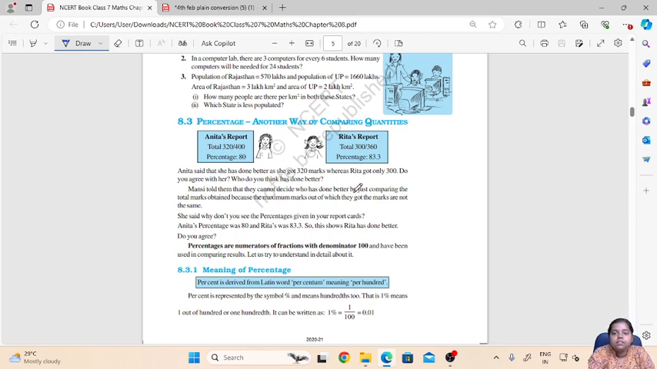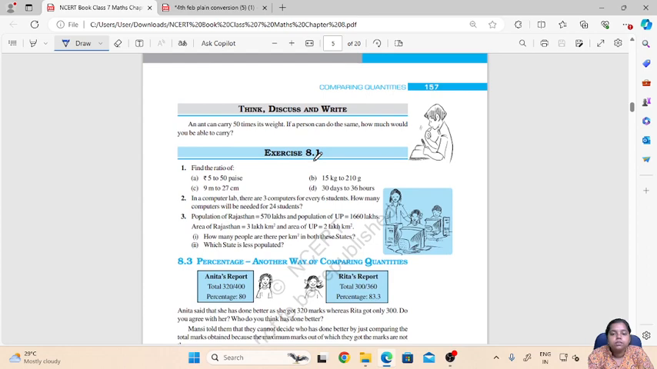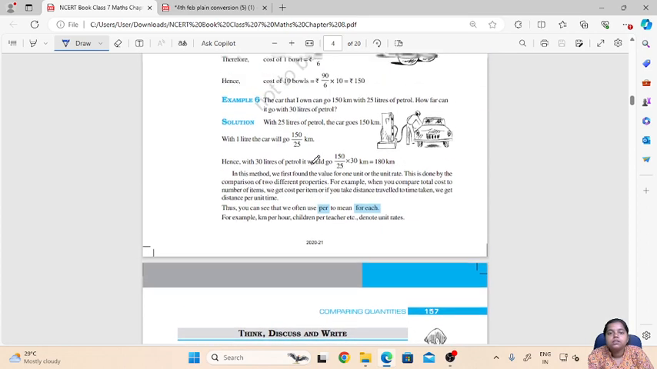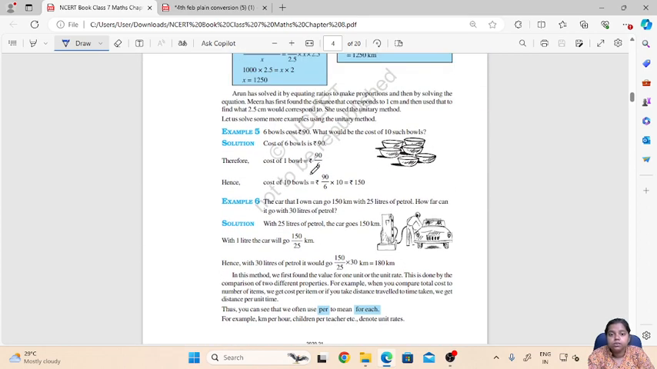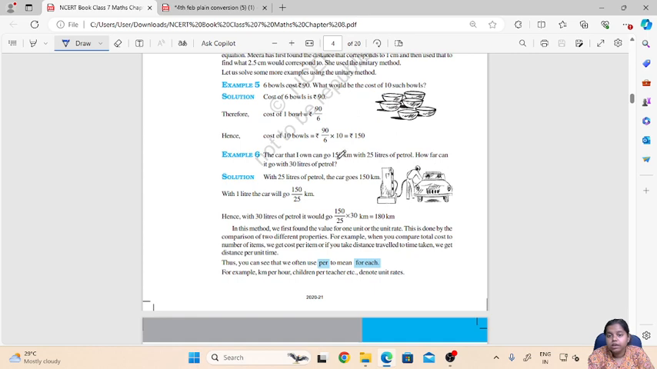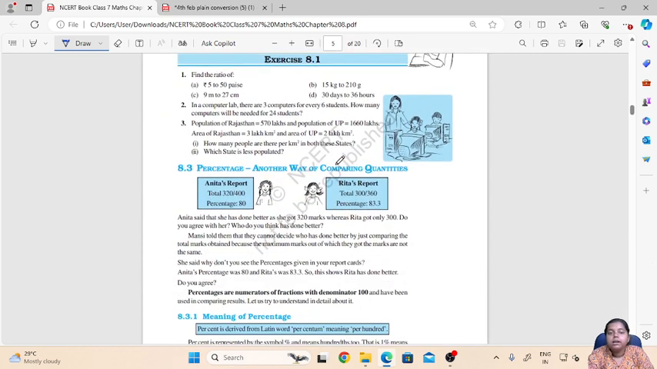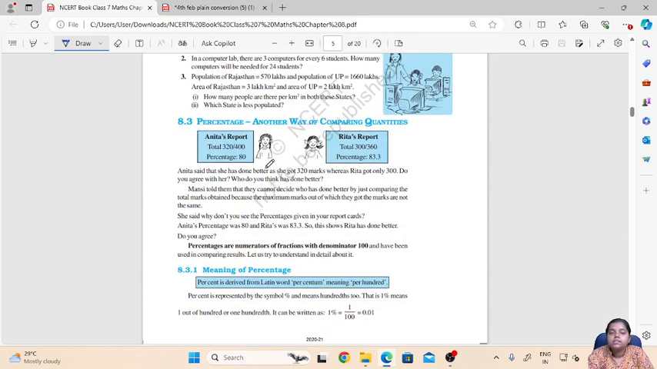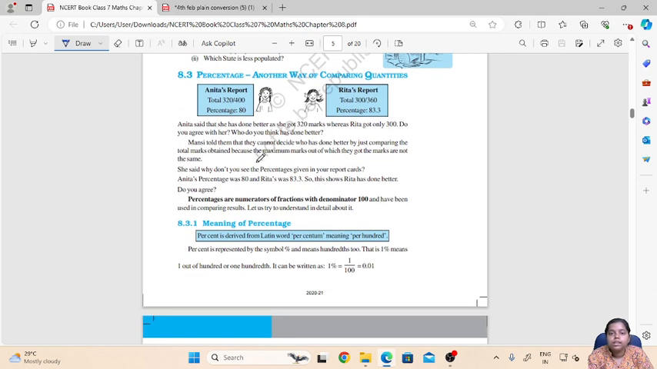Percentage, that is another way of comparing quantities. In the previous parts we have compared the values directly, or in the form of equivalent ratios. Now we'll compare the quantities in the form of percentage. So let's see how it is.